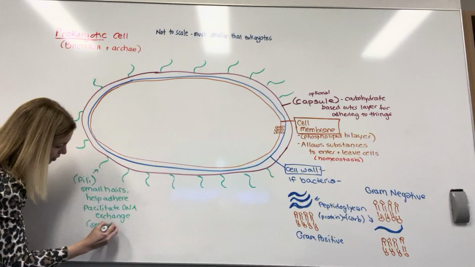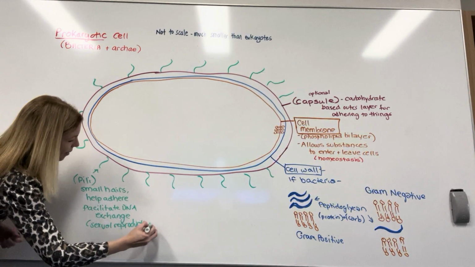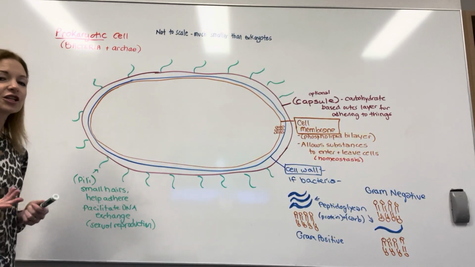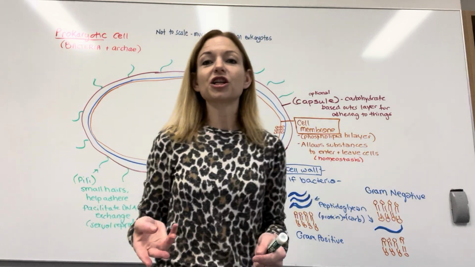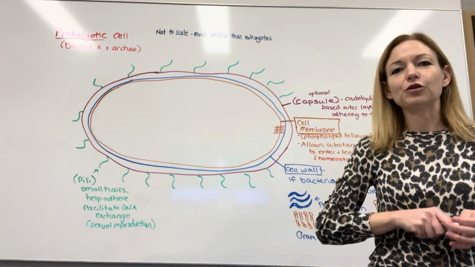Bacteria do not have to reproduce sexually. They can reproduce asexually simply by dividing, but sexual reproduction is always going to be an advantage because it's a way of increasing variation and diversity. So this is a tool that can increase their ability to do that.